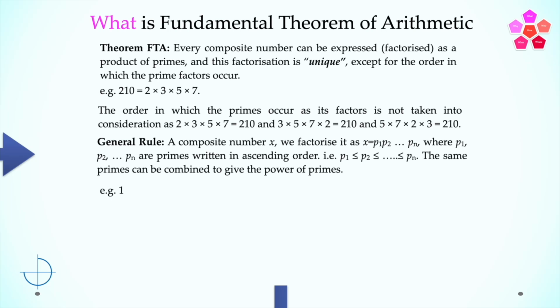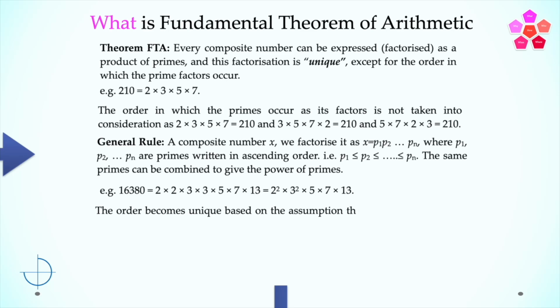For example, 16,380 can be written as 2 into 2 into 3 into 3 into 5 into 7 into 13, which is equal to 2 square into 3 square into 5 into 7 into 13. So here we have made sure that the primes are written in ascending order, and if a prime occurs again, it can be combined to give powers of primes. The order becomes unique based on the assumption that the order of factors will be ascending. It is a very important point to remember.